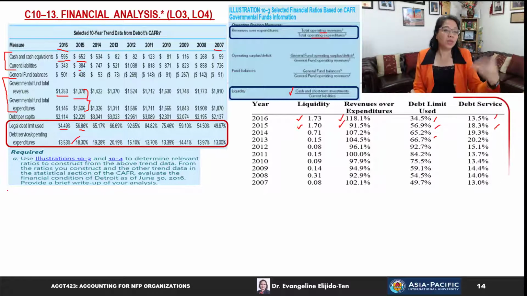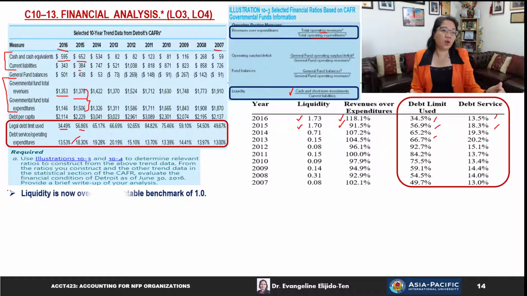All right, so in providing a brief write-up, let's have a look at the liquidity first. Liquidity is now over the acceptable benchmark. So remember, the acceptable benchmark for liquidity is at least 1. In both 2015 and 2016, liquidity ratio is above 1, so they are at the acceptable level. But in previous years, from 2014 all the way to 2007, they have not reached the liquidity acceptable benchmark.